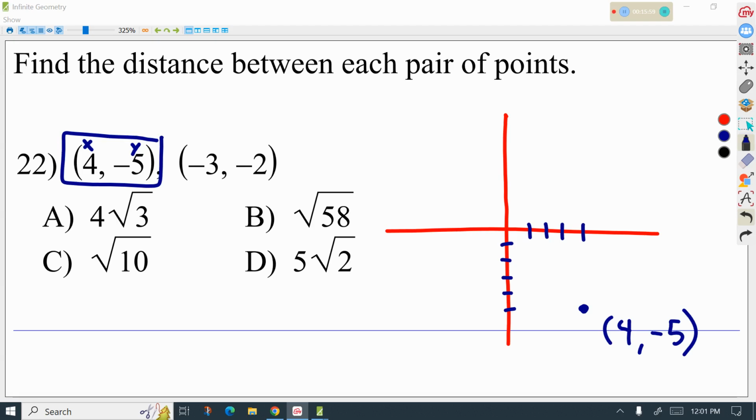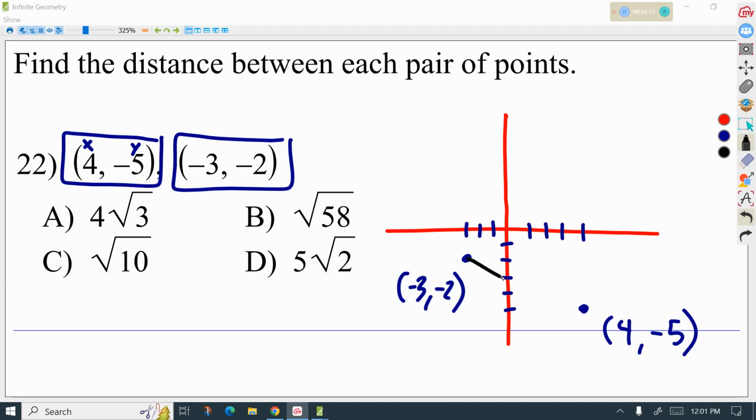Now let's get the other one. Let's do this point, (-3, -2). So -3 means I go left 3 times, and because it's -2, I go down. So this point is the point (-3, -2). Now recognize what the problem wants us to do. It wants us to find the distance between these points, so it wants us to find the length of that line right there.